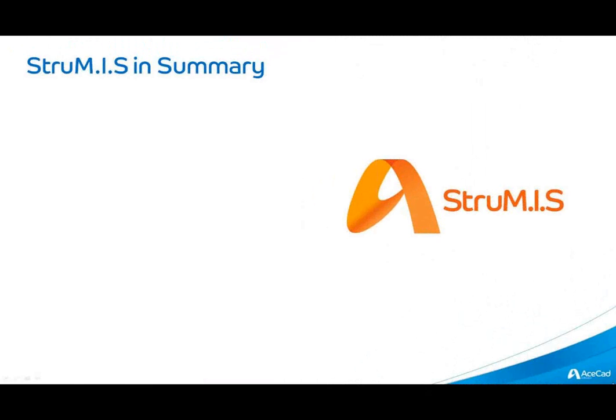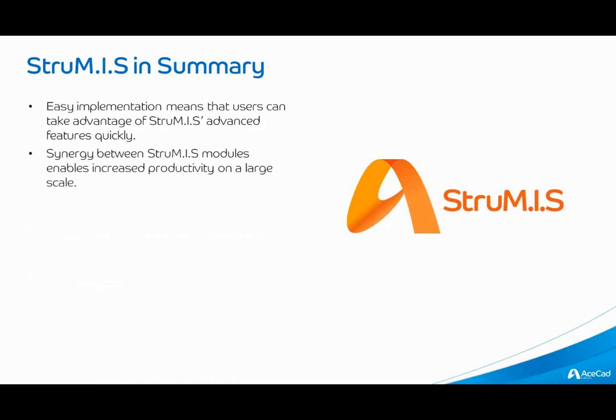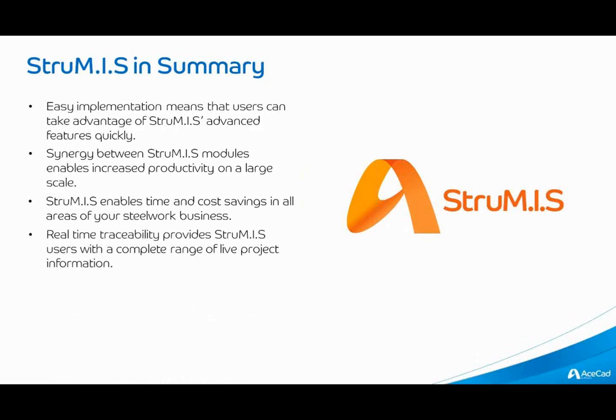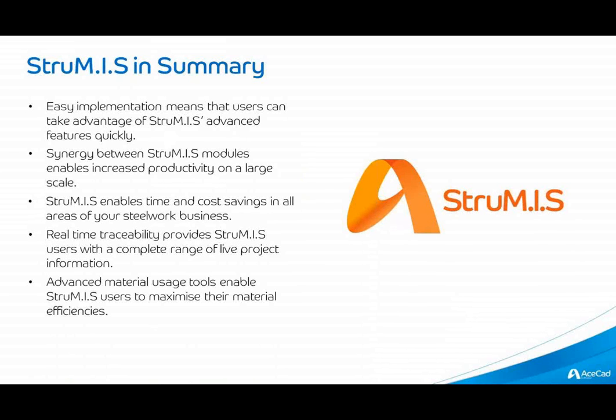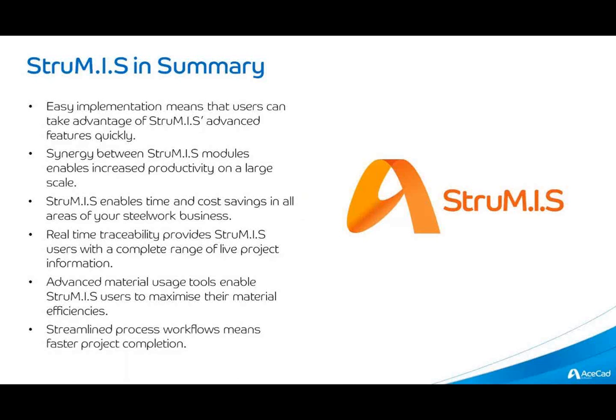So just to quickly summarize STRUMIS, easy implementation means that users can take advantage of STRUMIS's advanced features quickly. Synergy between STRUMIS modules enables increased productivity on a large scale. STRUMIS enables time and cost savings in all areas of your steelwork business. Real-time traceability provides STRUMIS users with a complete range of live project information. Advanced material usage tools enable STRUMIS users to maximize their material efficiencies. Streamlined process workflows mean faster project completion.